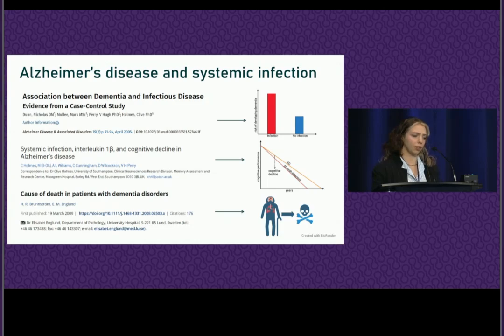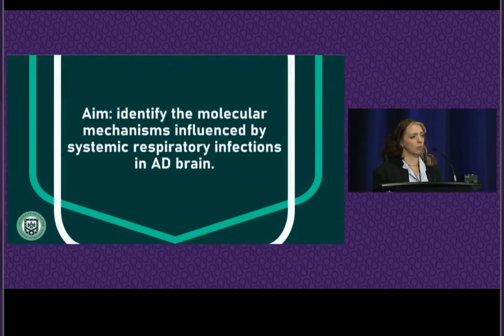I've mentioned infection as one of the causes of systemic inflammation. Different studies have highlighted that infection can not only increase the rate of cognitive decline in patients with Alzheimer's disease, but can also increase the risk of developing dementia in elderly individuals after an infective episode. Particularly, the most common cause of death in patients with dementia has been reported to be bronchopneumonia, a respiratory infection. So what we aim to do in this project is to identify the molecular mechanisms that are influenced by systemic respiratory infections in Alzheimer's disease brain.